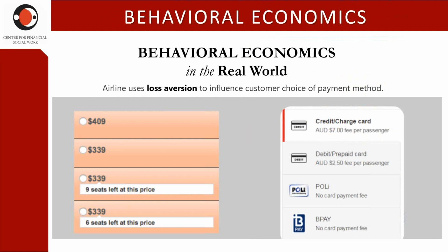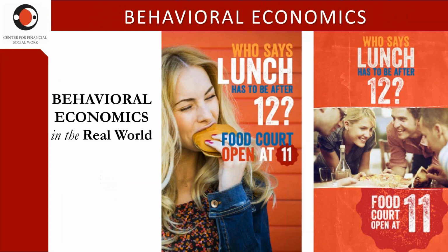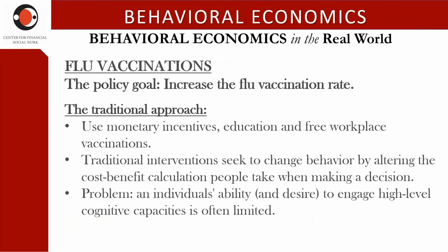Sharon. Right. So airlines use loss aversion, so that's a bias, to influence customer choice of payment method. And of course, they put your credit cards as the first option. But we all know that with the growth of online shopping and the inability to pay cash for those, it's going to make a difference. I thought this one was interesting because they're trying to make us think about eating at a different time. Because if we all want to eat at noon, then they're going to be slammed and there might not be enough food or tables. So why don't we just go eat at 11 o'clock?